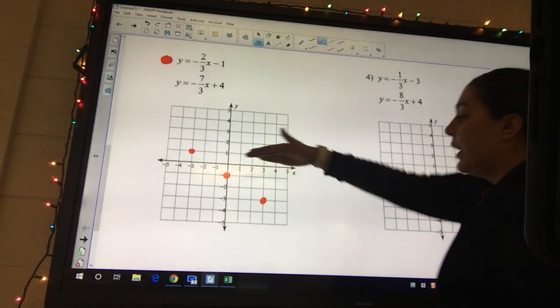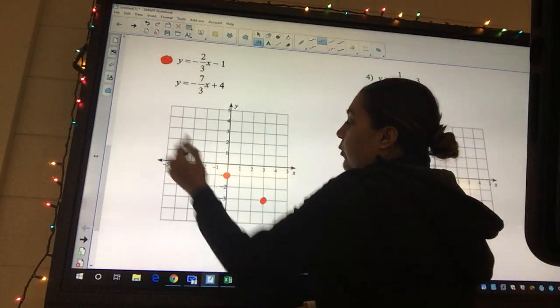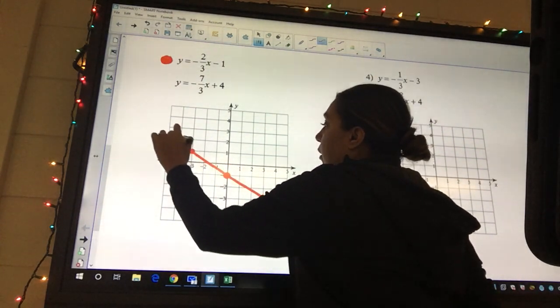Okay, and I say, well, can I go down 2 more and over 3? Well, I can't go over 3. Can I go up 2 more and over 3? It's not going to happen. I've graphed as many points as I possibly could. And we can draw our line through it.